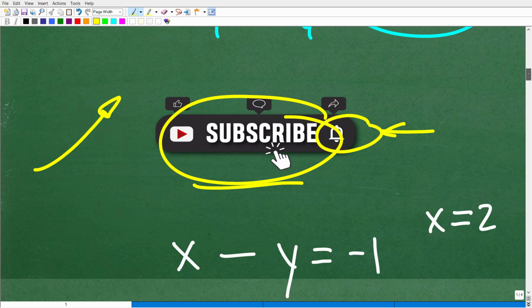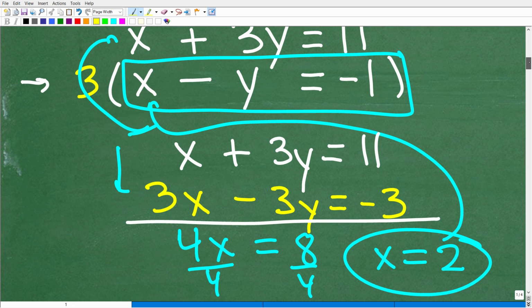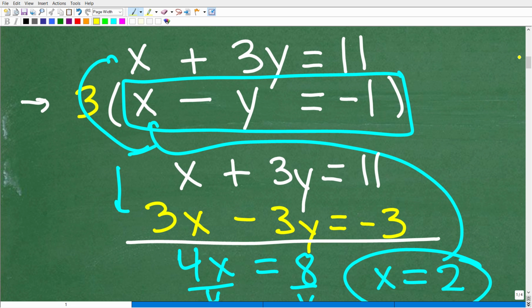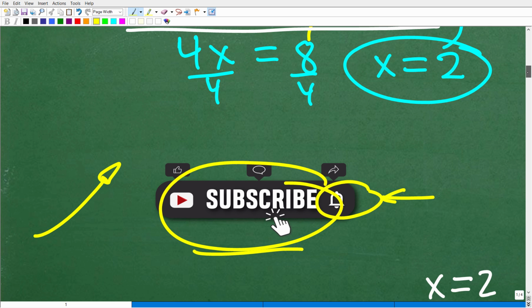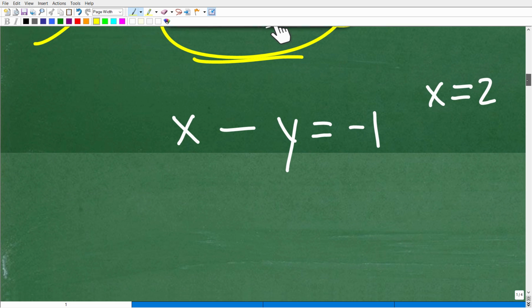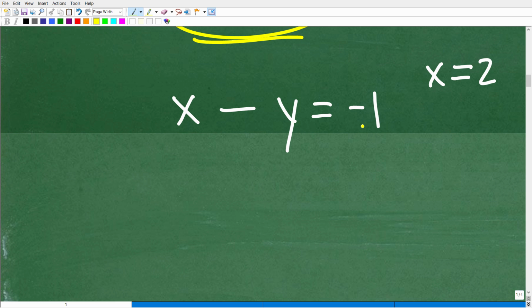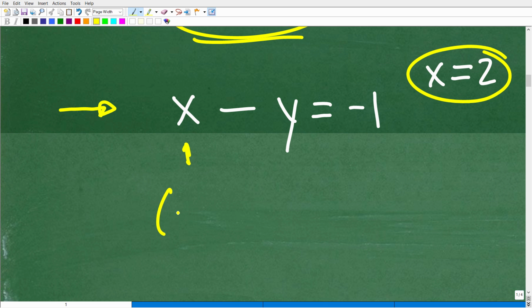All right, now, here we know that x is equal to 2, so I can use any equation here. I could use this equation, I could use this equation, any equation in the system to solve for y. Let's go ahead and just take this first one, x minus y is equal to -1. You always want to use the simplest equation when you're solving. So we're going to plug in 2 for x right here. We're going to get 2 minus y is equal to -1.